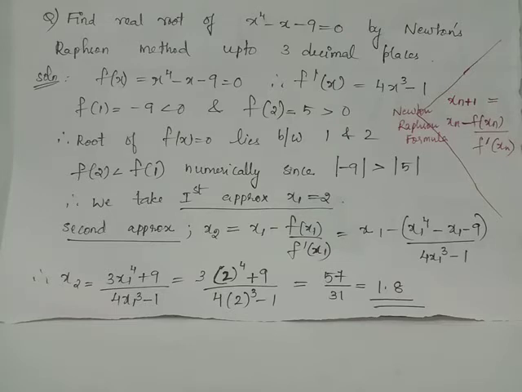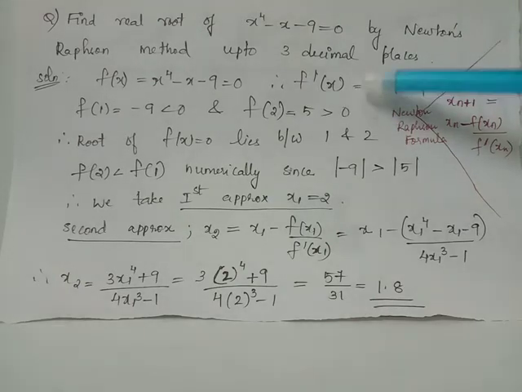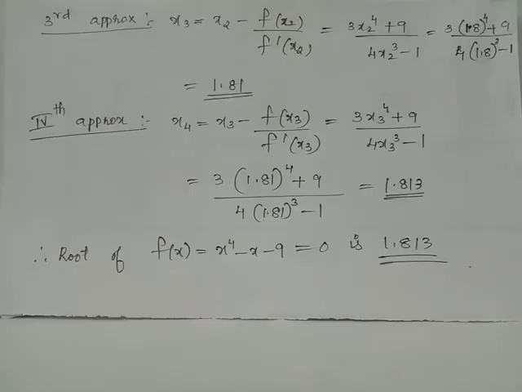Now we will find out the third approximation using the Newton-Raphson formula. We have x3 equals x2 minus f of x2 divided by f dash of x2, where we will give x2 equals 1.8. We will find f of x2 by giving x equals 1.8 in this expression of f of x, and we will find f dash of x2 using x2 equals 1.8 in the expression of f dash of x. Thus we obtain the third approximation x3 equals 3 times 1.8 the whole raised to 4 plus 9 divided by 4 times 1.8 the whole cube minus 1, which is obtained as 1.81.